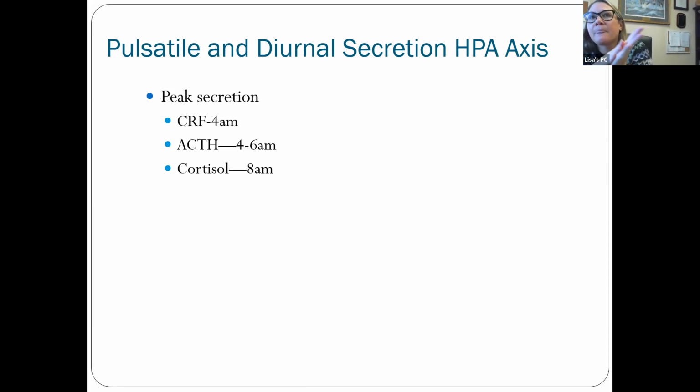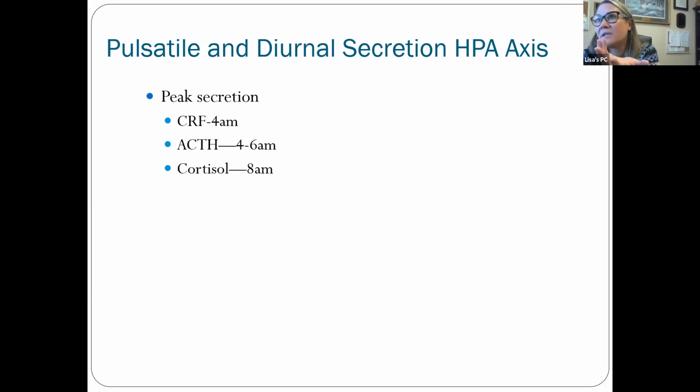So back to the HPA axis, and I think you guys know this, but remember that in the HPA axis, maximum secretion of CRF occurs about 4 a.m., ACTH 4 to 6 a.m., and then cortisol 8 a.m. Now, if you've got someone that's worked the graveyard shift for years or has insomnia and is up all night and sleeps all day, this can be reversed in certain people. But in the typical person, this is when you're going to see maximum secretion of these.